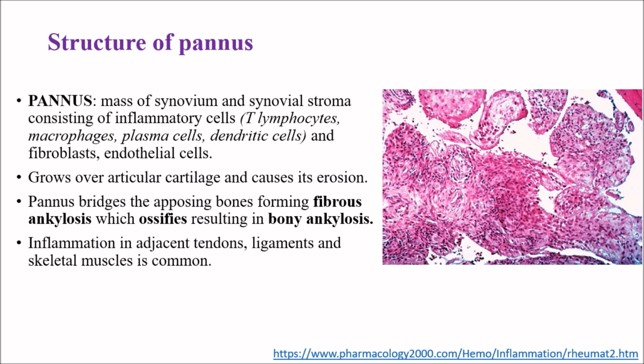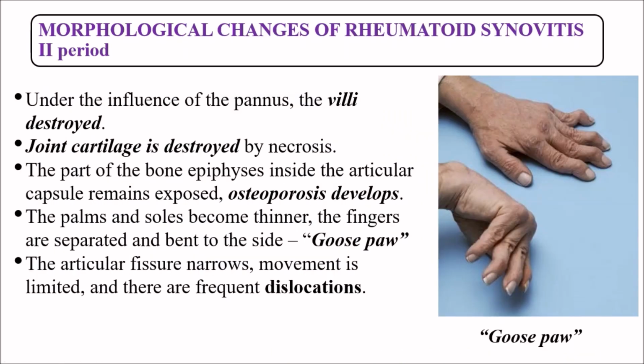The pannus bridges the opposing bones, forming fibrous ankylosis, which ossifies, resulting in bony ankylosis, and inflammation in adjacent tendons, ligaments, and skeletal muscles is common here. Under the influence of the pannus, the villi are destroyed. The joint cartilage is destroyed by necrosis. The part of the bone epiphysis inside the articular capsule remains exposed, and here osteoporosis develops.